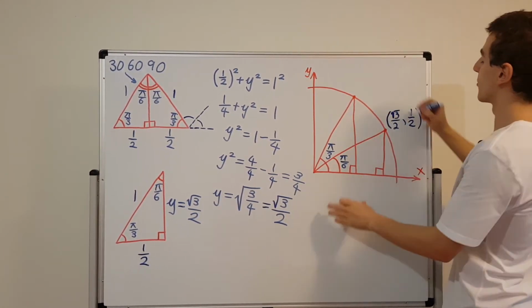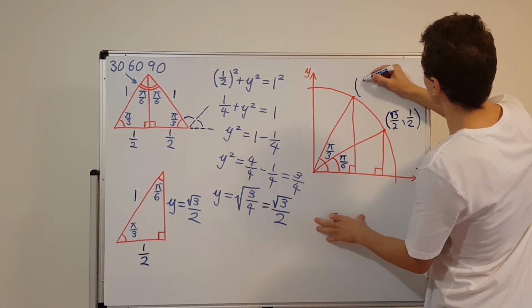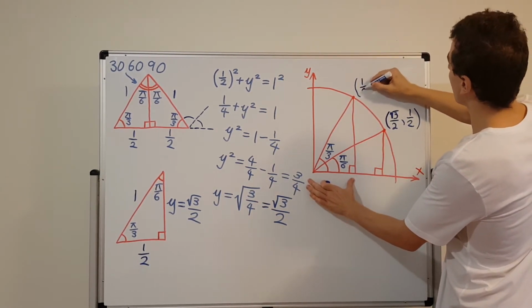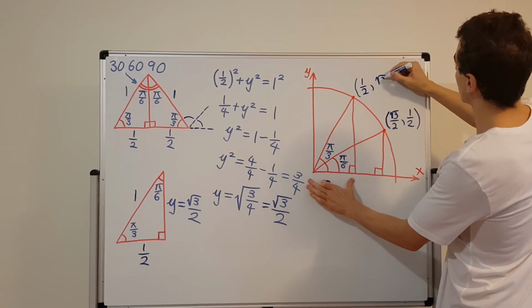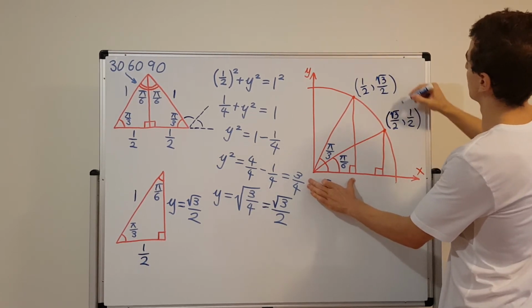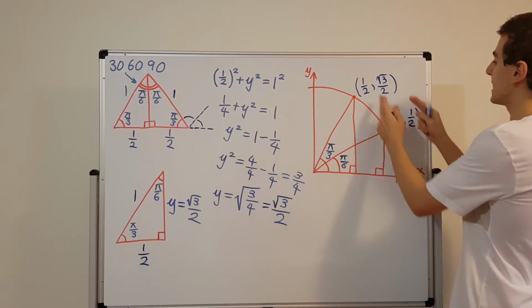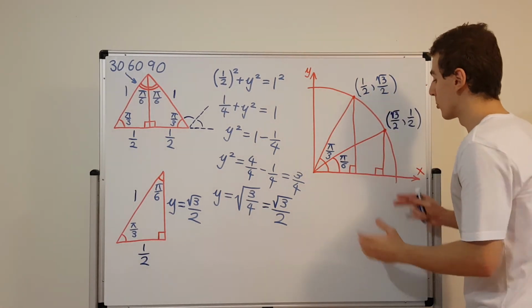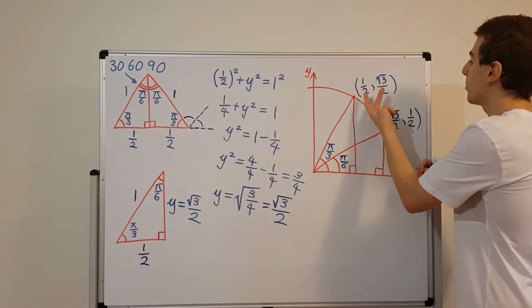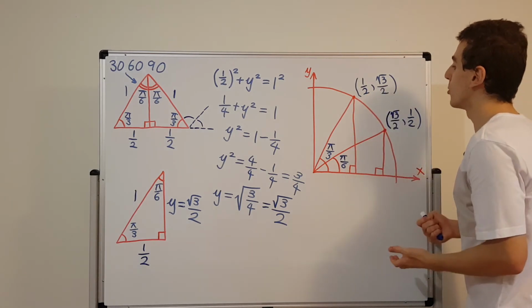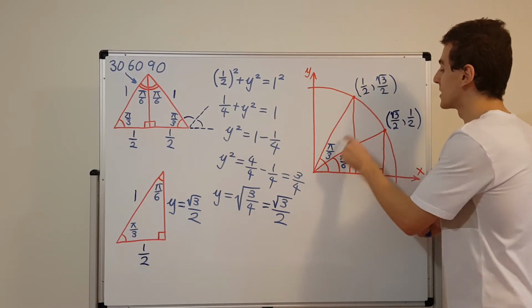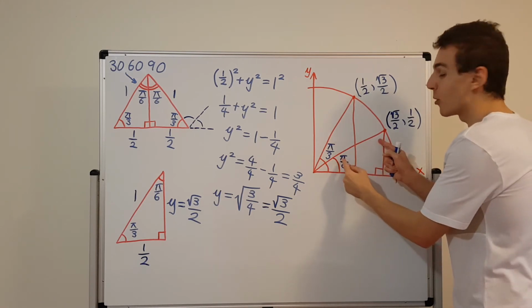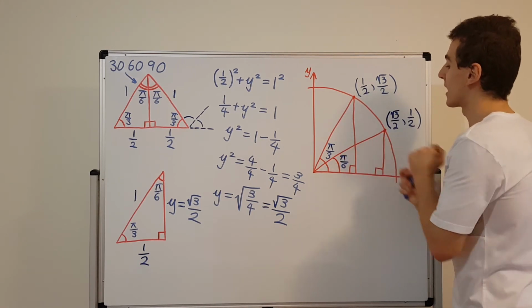Now let's do the same for this guy. They're just going to be flipped. So this is going to be 1/2, and this is going to be root 3 on 2. You can see that these are the same values, they're just flipped over, because the triangle is just flipped over. We're just flipping that triangle over, and we're swapping the vertical and horizontal components. But we're still keeping the angles in the triangle the same. We're just swapping their position in the diagram.